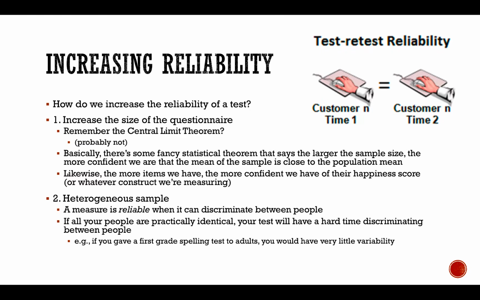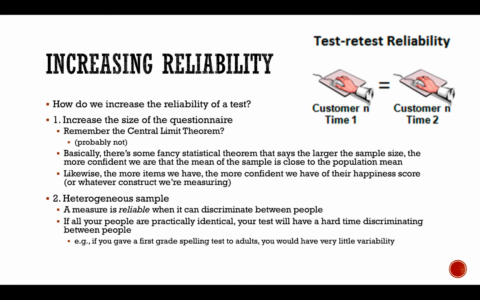So how do we increase reliability? Well, we can increase the reliability of the test in 3 ways. One is that we can increase the size of the questionnaire. Do you remember the central limit theorem from undergraduate statistics? Probably not. Well, basically, there's some fancy statistical theorem that says the larger the sample size, the more confident we are that the mean of the sample is close to the population mean. Likewise, the more items we have, the more confident we are in our measure of happiness, or whatever construct we're trying to measure.